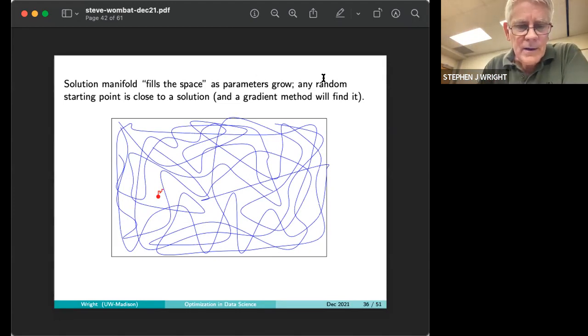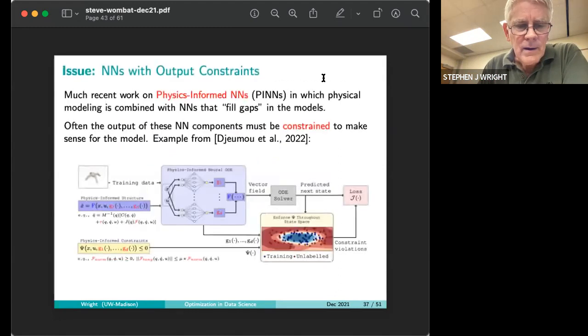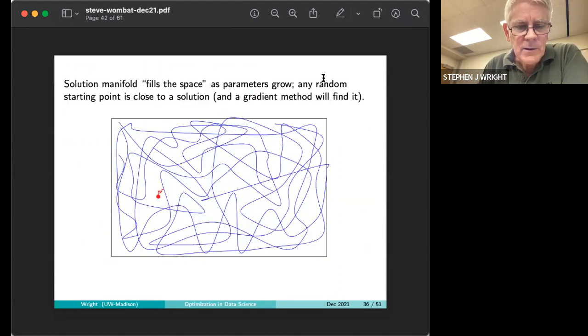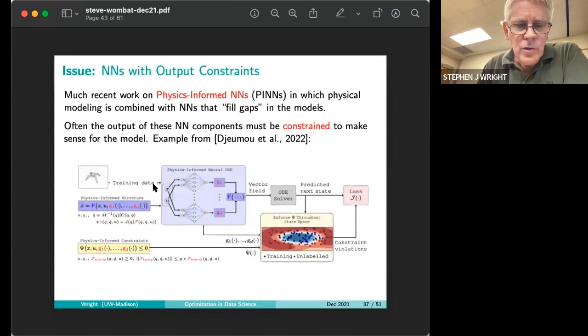And so, that sort of partly explains what's going on. So the little red line here is the path taken by, say, a stochastic gradient descent method. Now, something that's become cool recently is so-called physics-informed neural nets.